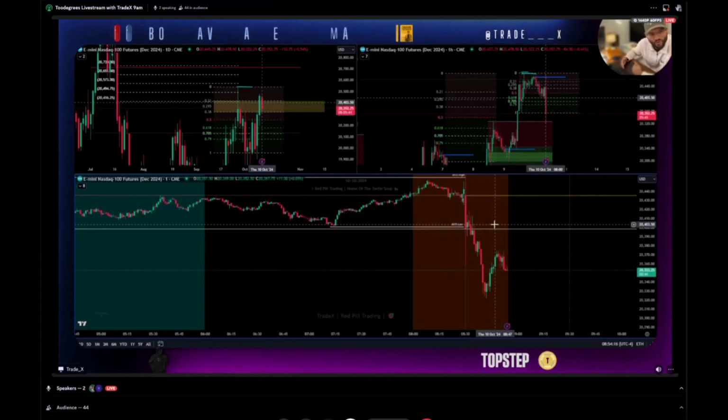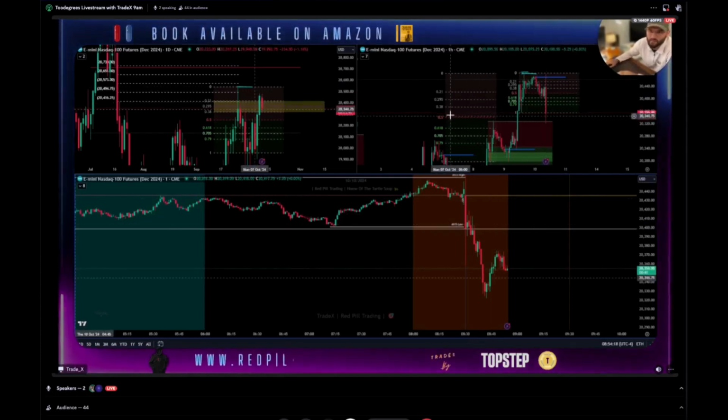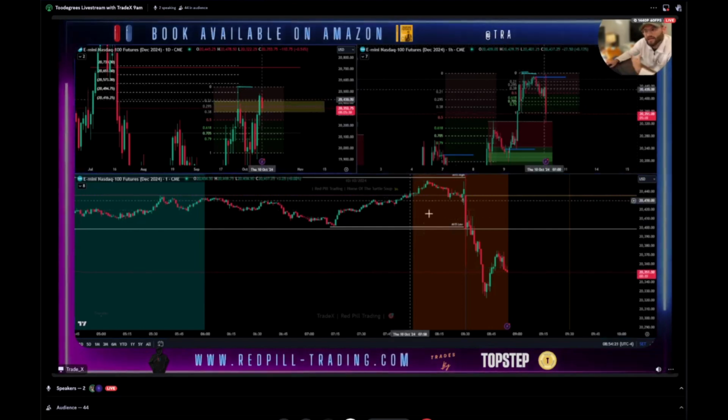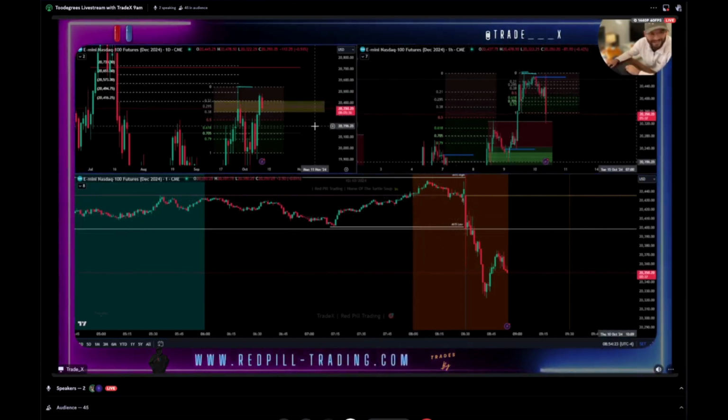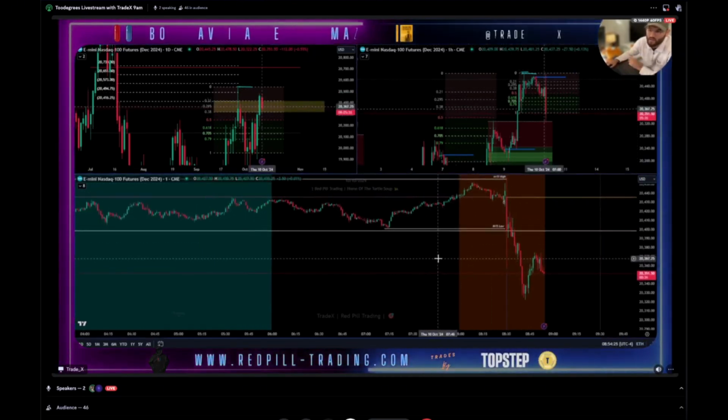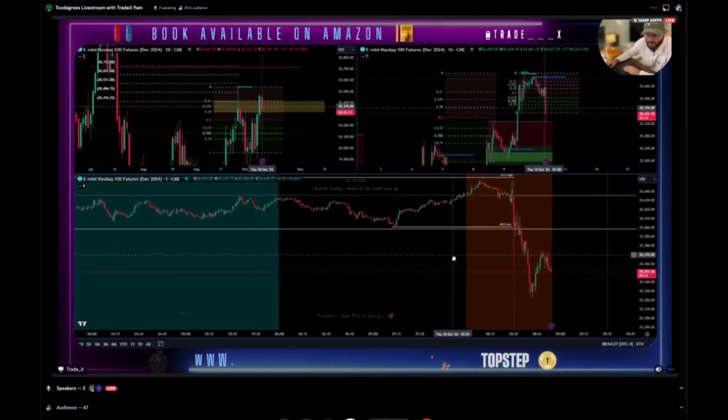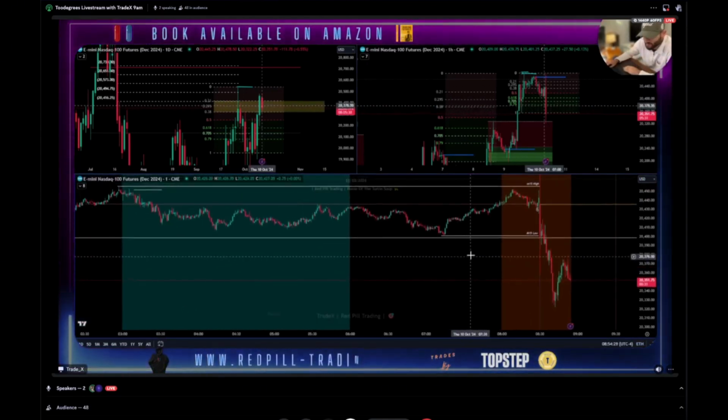Price, then you're on the right side of delivery more times than not. And the way that I do that is by utilizing X levels. Okay, so this is what we're developing with Toodegrees and TFO.